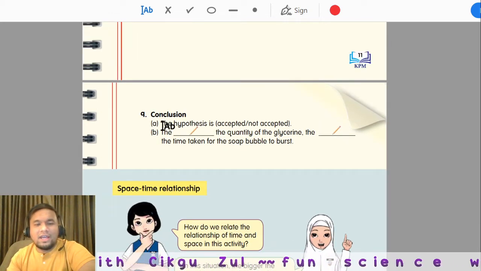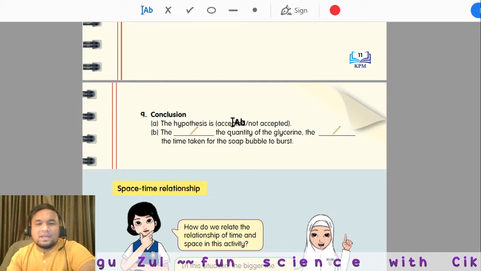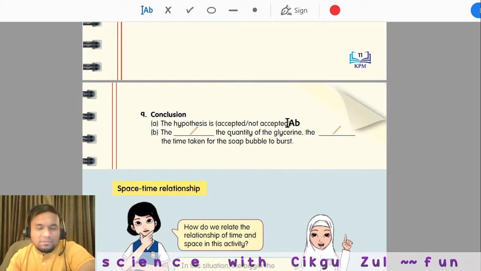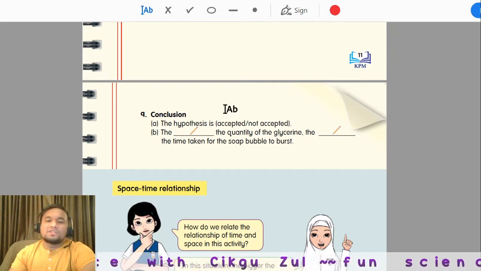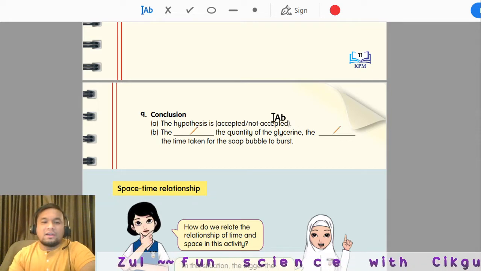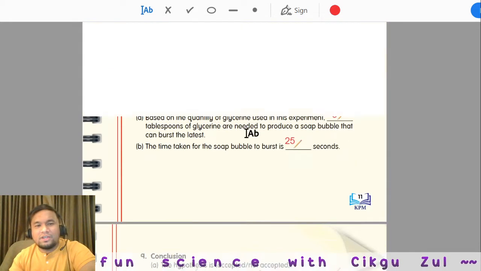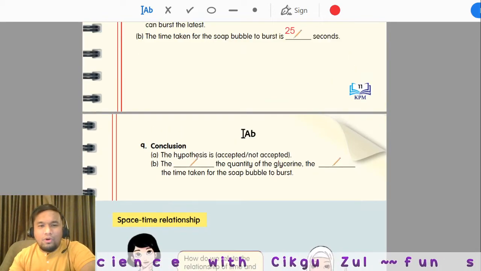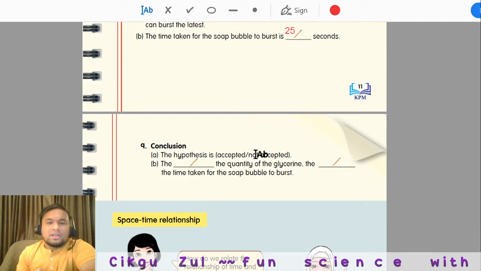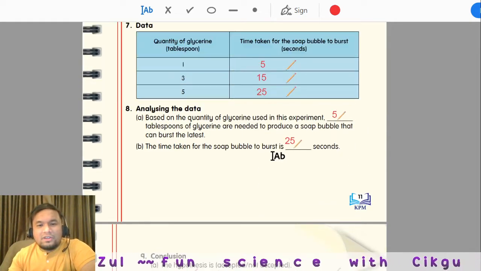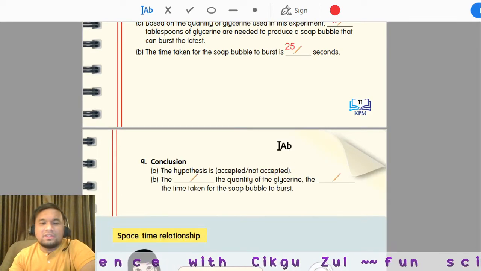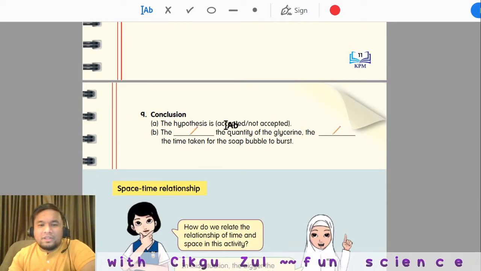Okay, so here A, the hypothesis is accepted or rejected. Accept or reject sama je. Not accepted tu maksudnya reject lah kan. So hypothesis accepted or not accepted. So tadi betul tak dia cakap hypothesis tu, dia kata kalau if more quantity of glycerin added or used and the more the time taken, the longer time taken for the soap bubble to burst. Is it right? Yes. So kita accept.